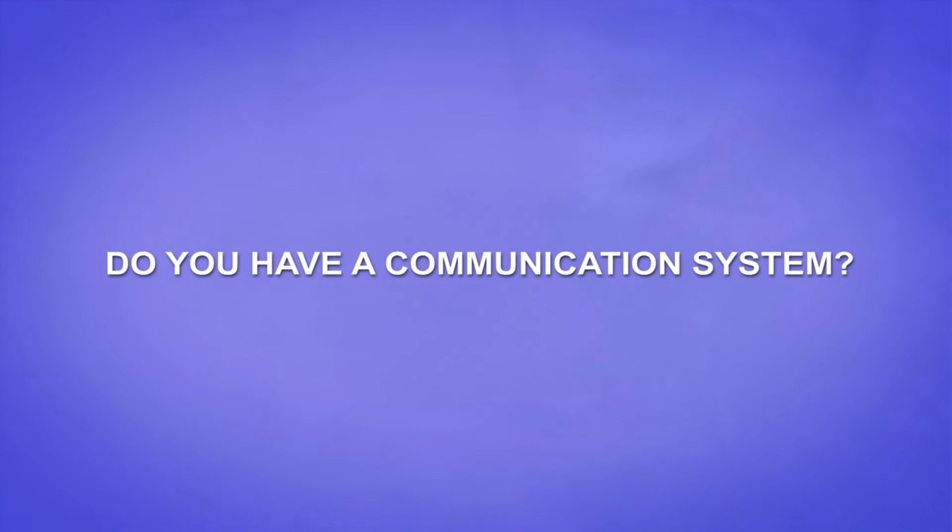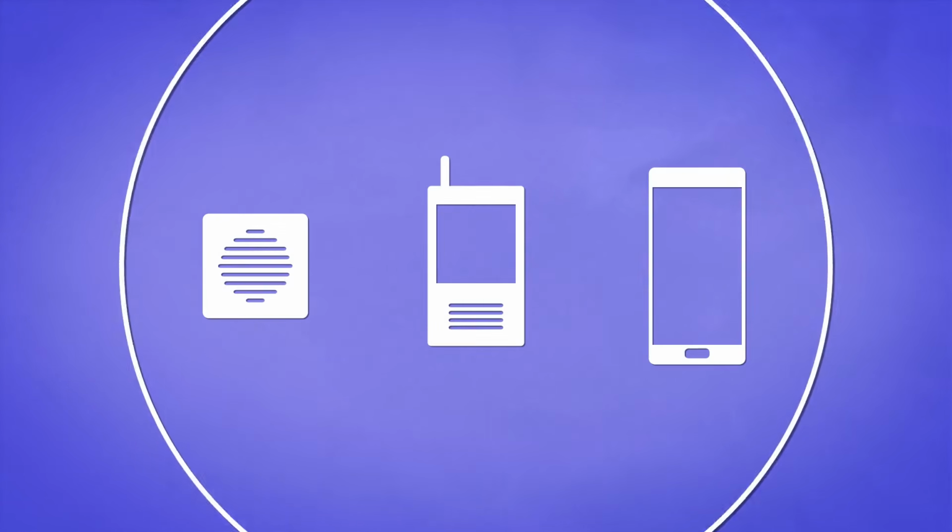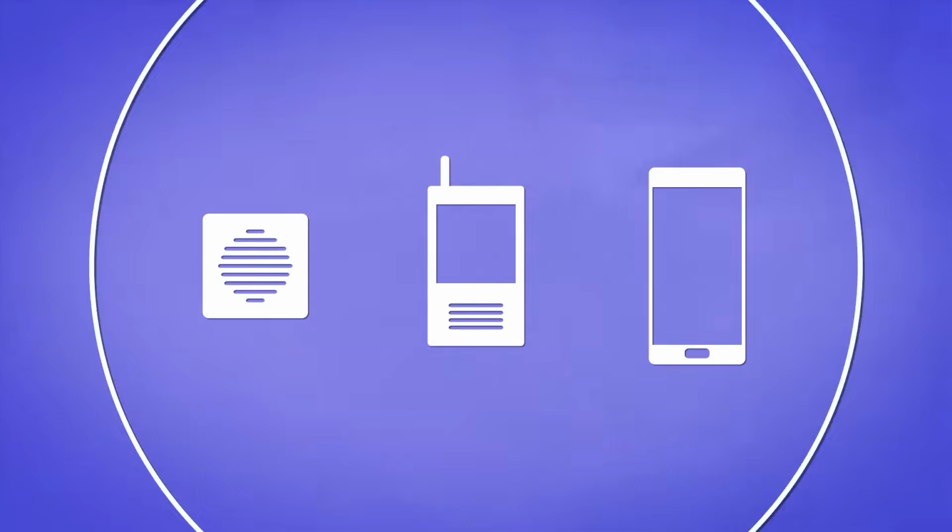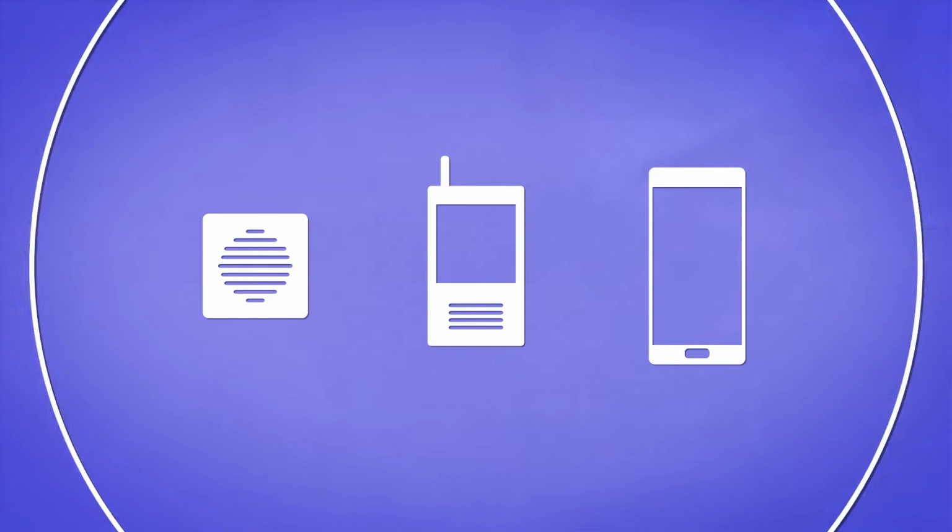Do you have a communication system? How will the cardiac response team know the drill has been initiated? Choose a method of mass communication to the team. For example, overhead announcements, intercoms, walkie-talkies, cell phones.